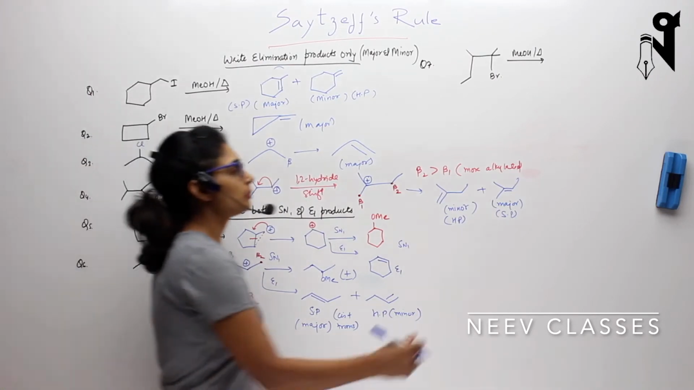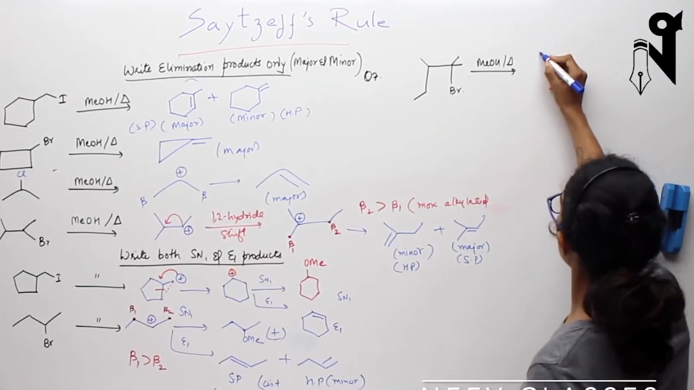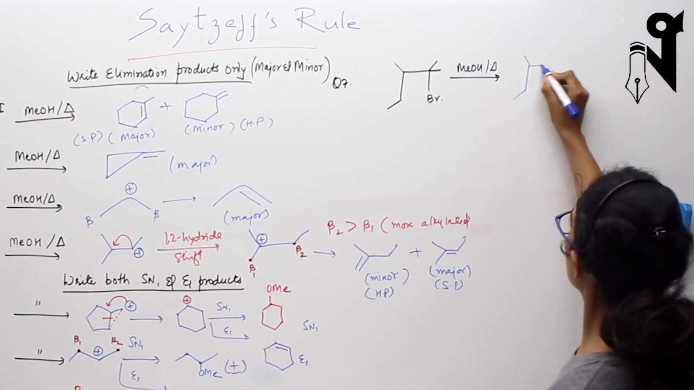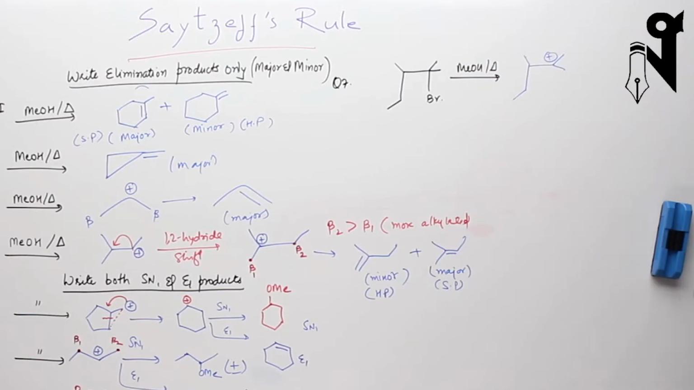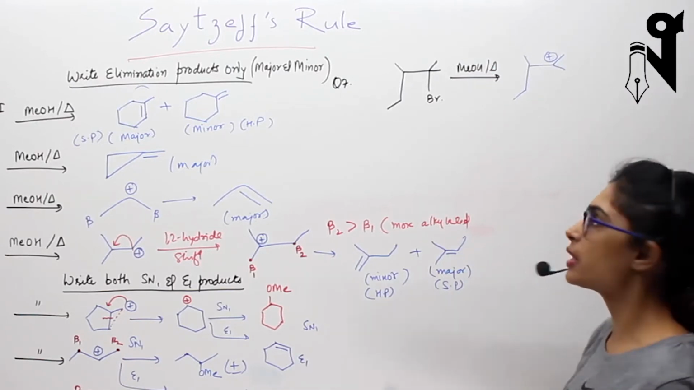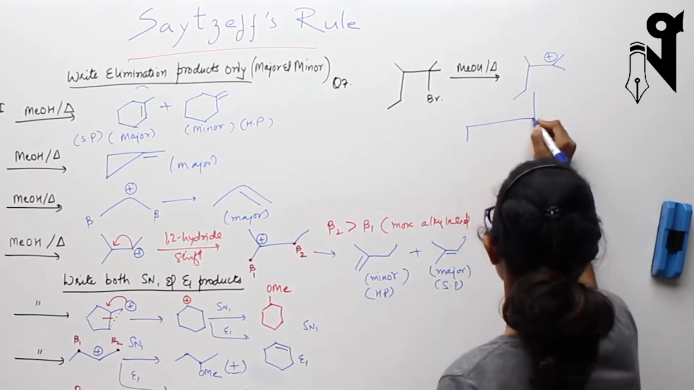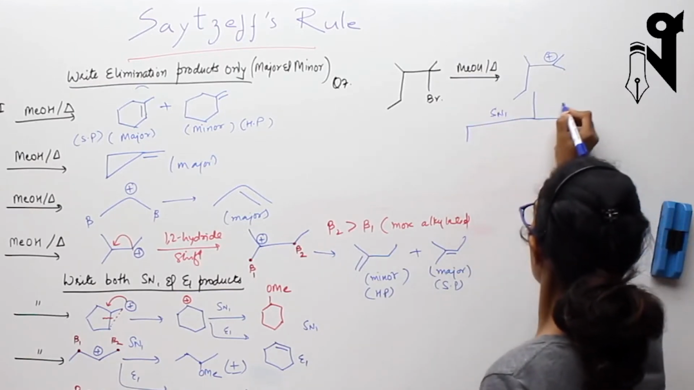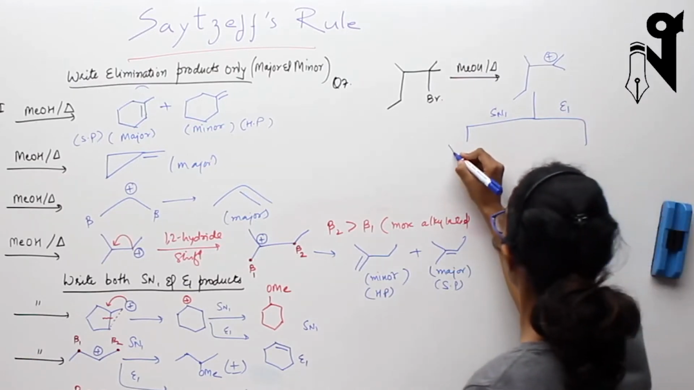Now the last one. In this, what will be the carbocation formed? The carbocation will be this. This will be the carbocation. Do we need any rearrangement in this? No, we do not need, because anyways we have got a tertiary carbocation. So again, two possibilities. One is SN1 and one is E1. If SN1 takes place, OMe will directly come over here.